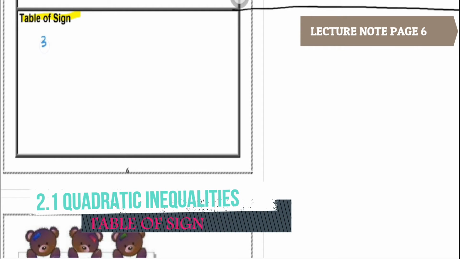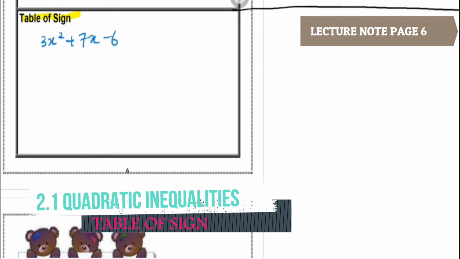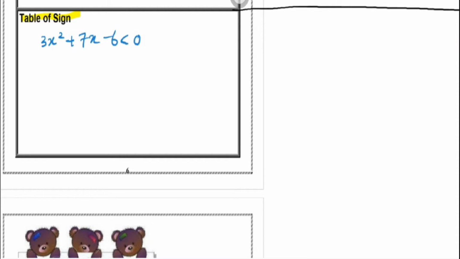Let's move on to the last method, which is table of sign, by using the same question. So kita masih lagi soalan yang sama, iaitu 3x kuasa 2 tambah 7x tolak 6 less than 0. Same with above, we can factorize them first, into 3x minus 2 and x minus 3 less than 0. So now we have our critical numbers here, 2/3 and 3.